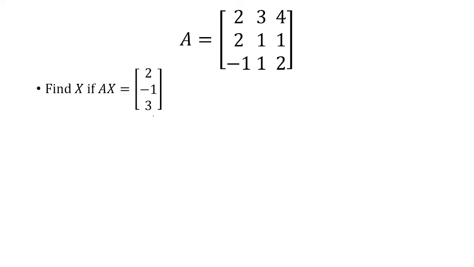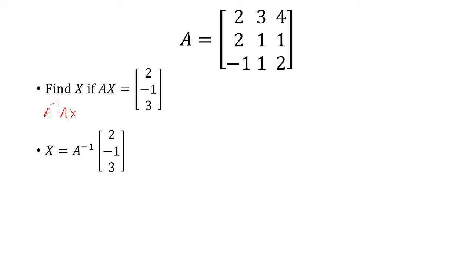Okay, finally we want to solve for x if A times x is equal to the matrix 2, negative 1, 3. First, in order to solve for x, you have to multiply both sides by A inverse. We're going to multiply this from the left because matrices are not commutative under multiplication. So you're going to multiply by the left.